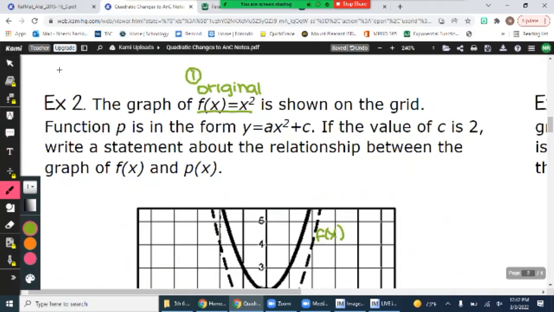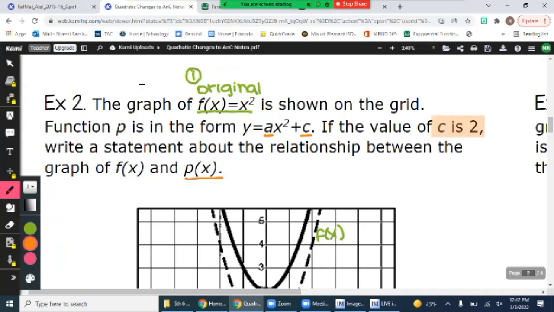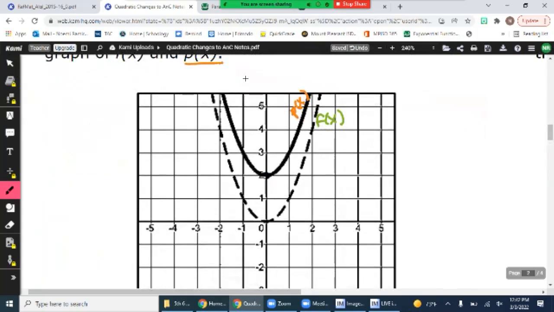Now it says function p, so we changed it to what? P of x. Function p is in the form of ax squared plus c. And they will give you either the value of a or the value of c or both. It says the value of c is 2, that is important information. Write a statement about the relationship. So what we're going to do is first write it in y equals form, and we're going to practice changing it to function form where you see that p of x. All right, let me go ahead and label that solid line, p of x, so you can get an idea of what's happening to the parabola. Okay?